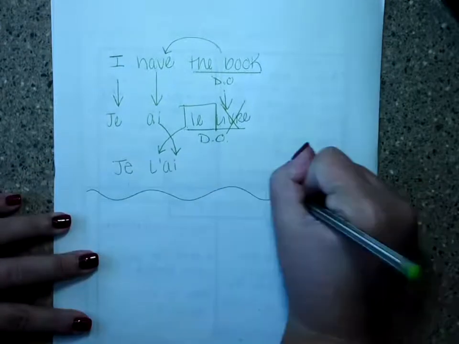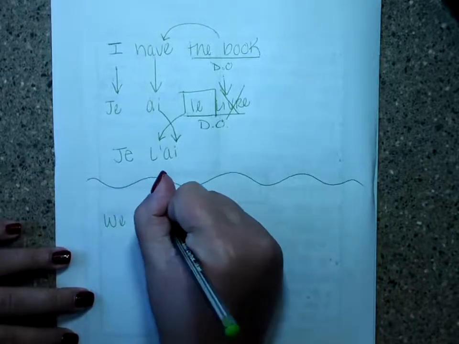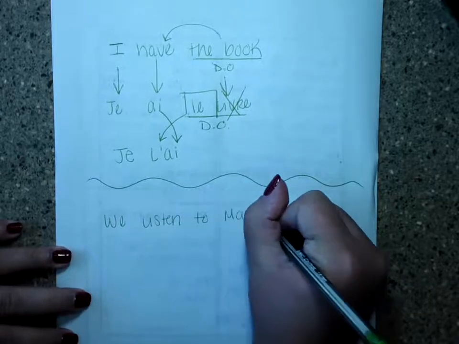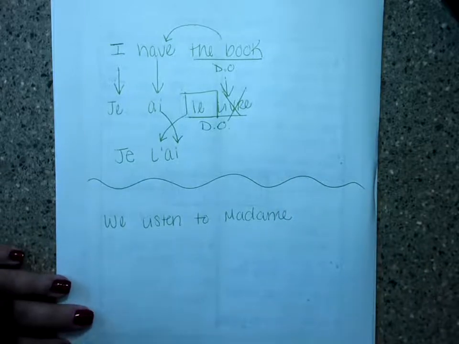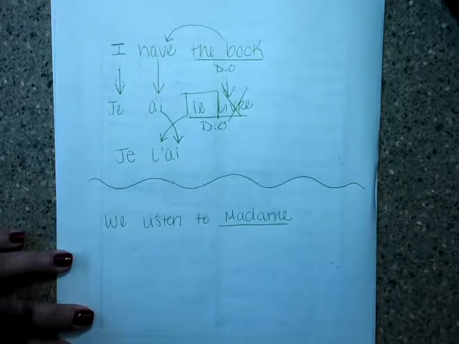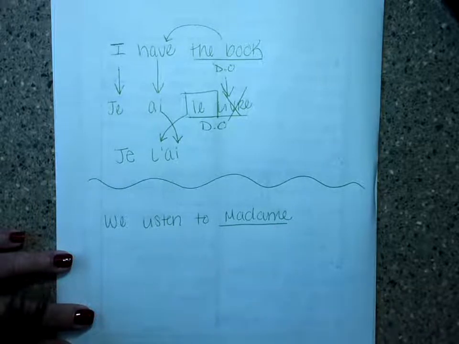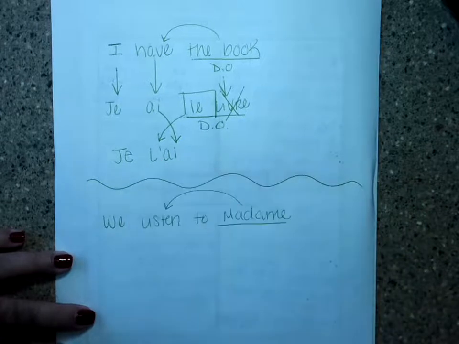Let's do another example together. So if I have the example, we listen to Madame. So we listen to Madame. What is the direct object? It's Madame because we're listening to, who are we listening to? We're listening to Madame. It answers the question, what or who? So Madame goes with listen.